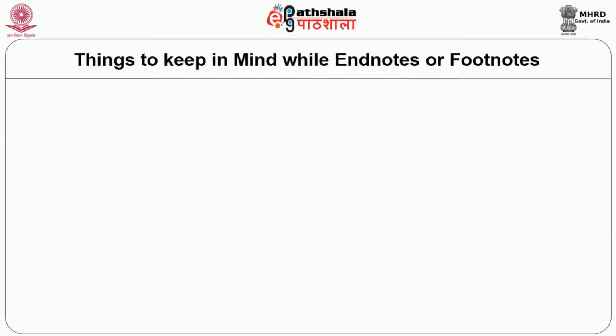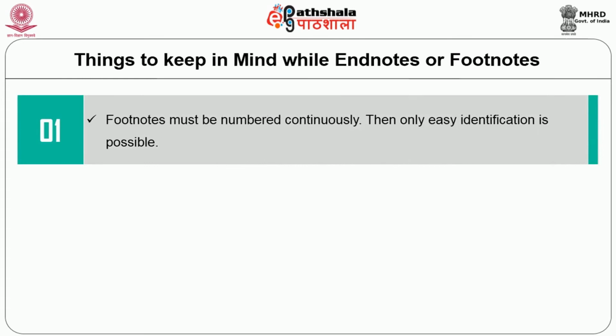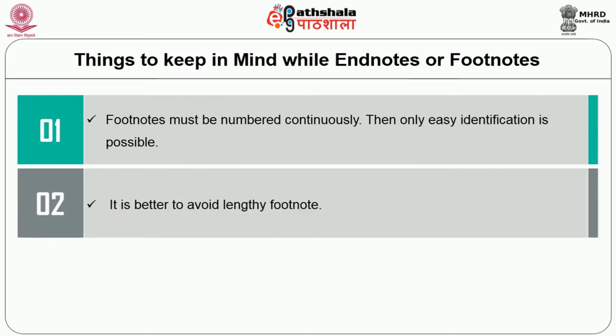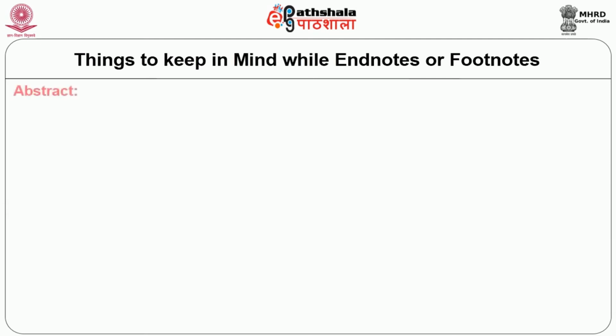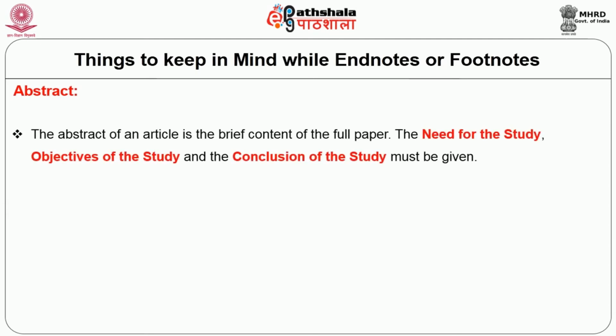Things to keep in mind when considering using either endnotes or footnotes in your research paper. Footnotes must be numbered continuously, then only easy identification is possible. It is better to avoid lengthy footnotes. The footnote is considered outdated in academic writing. Endnote is preferred. Abstract. The abstract of an article is the brief content of the full paper.